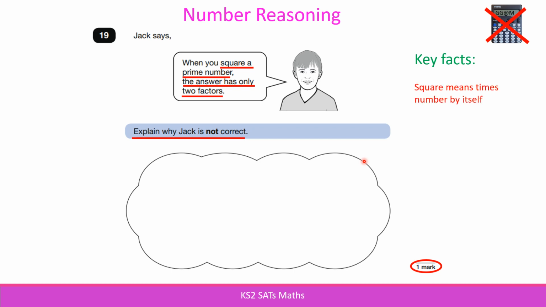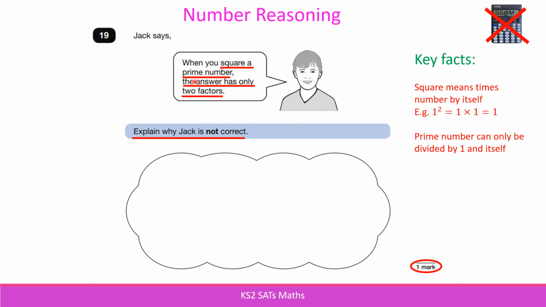So our key facts: we've got a square number. We're told when you square, so the word square means times a number by itself. So for example, 1 squared means 1 times 1, which is 1. 2 squared is 2 times 2, which is 4. 3 squared is 3 times 3, which is 9, etc.